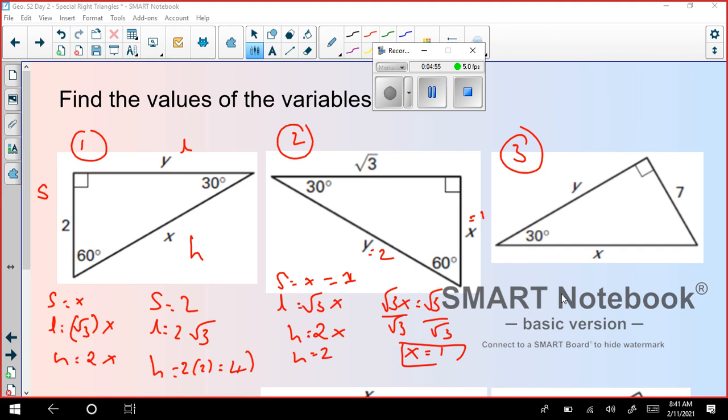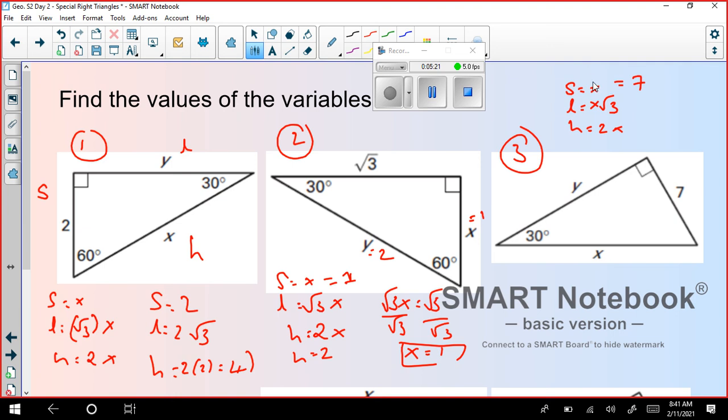We have the smallest leg, which we usually call x, the longest leg, which we call x times root 3, and the hypotenuse as 2x. What have they given us? The smallest leg is given, that is 7. So x equals 7. So this x is not the same as this x.